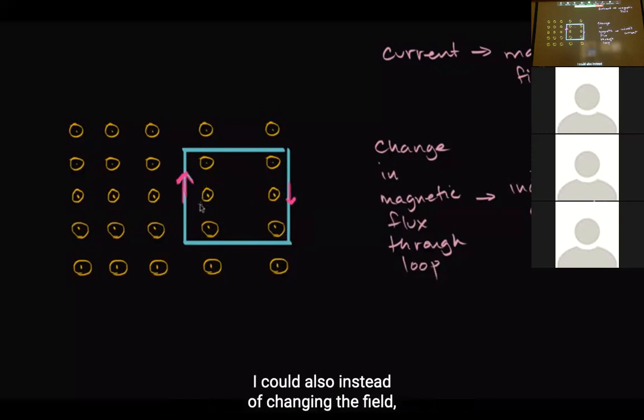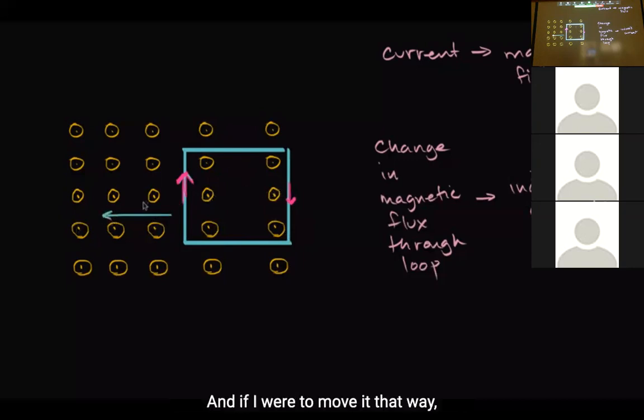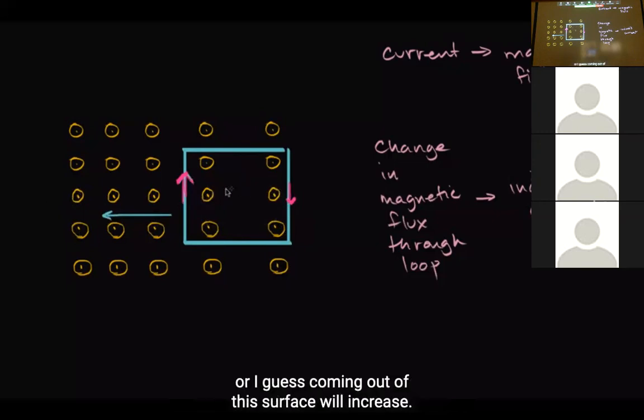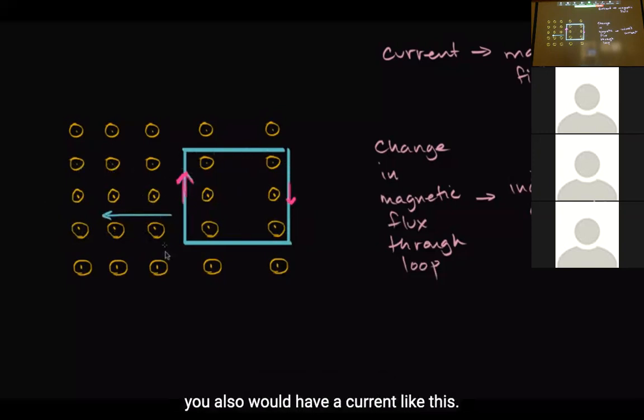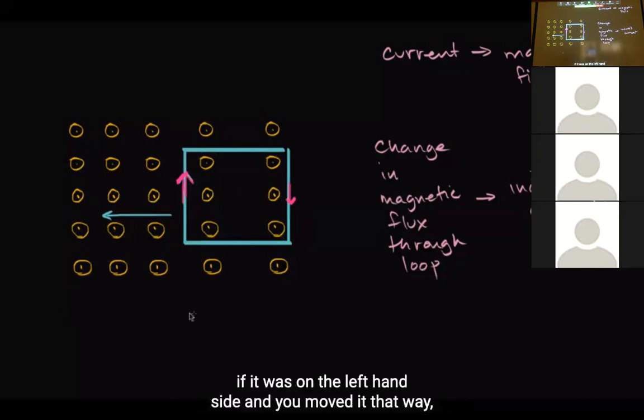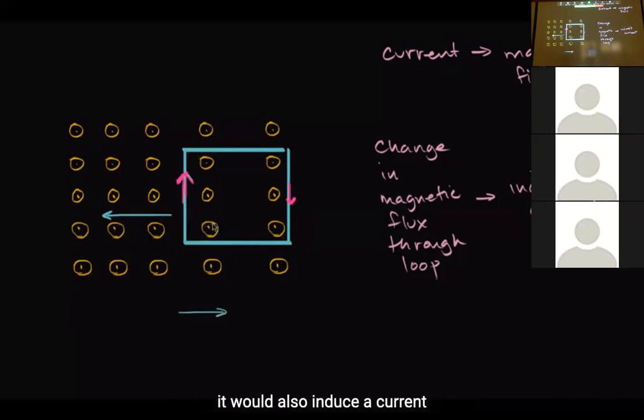I could also, instead of changing the field, actually move my coil. I could move it that way. And if I were to move it that way, the flux coming out of this surface will increase, because if I move this to the left, the magnetic field is denser, it's stronger. So there'll be more flux through this area here. So if you move it that way, you also would have a current. Now, if it was on the left-hand side and you moved it the other way, it would also induce a current. But now, since the flux is lessening in the outward direction, the current would go the other way.